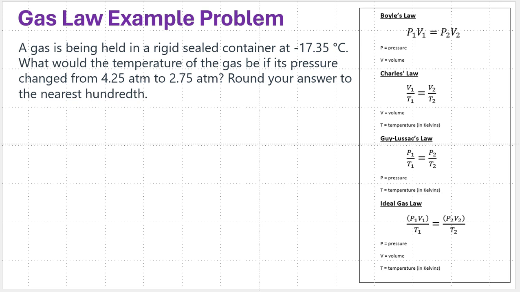The first piece of information that we're given is this is a rigid sealed container. So what does that mean? It means no gas is entering or leaving and the volume is constant. Next piece of information is an initial temperature of minus 17.35 degrees Celsius. Whenever you see a temperature in Celsius in a gas law problem, you need to convert it to Kelvin.